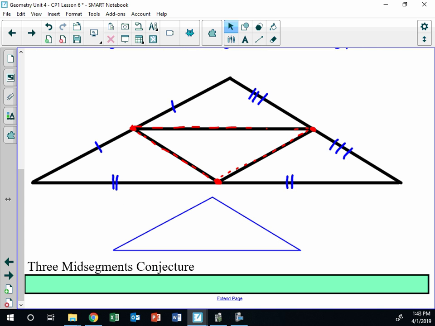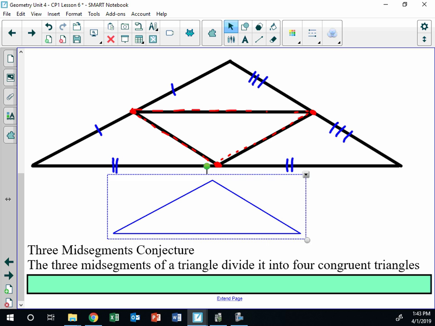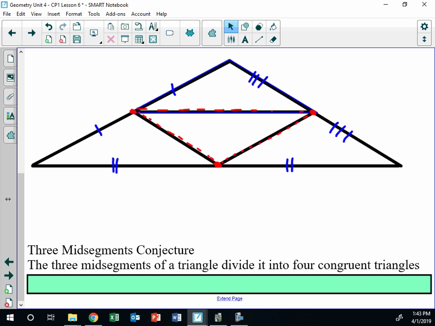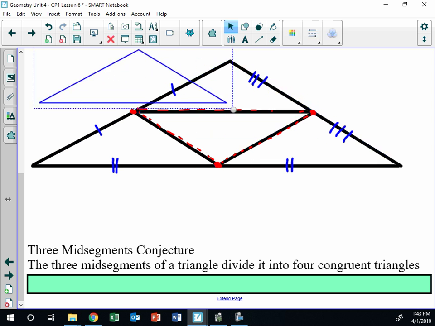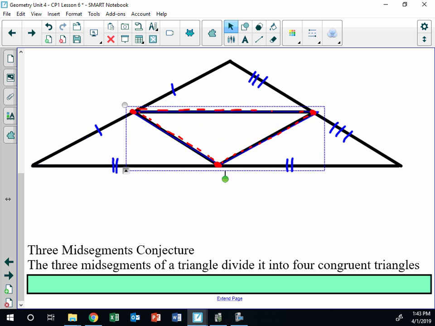And with that, we have the three midsegments conjecture. Okay, the three midsegments of a triangle divide it into four congruent triangles. And the congruence happens since we're cutting each side in half. We know that the very last side also has to be cut in half. So we can take this triangle, we can see how it matches here, matches up here, and then finally, if we rotate it, we actually get a match with the inner triangle.